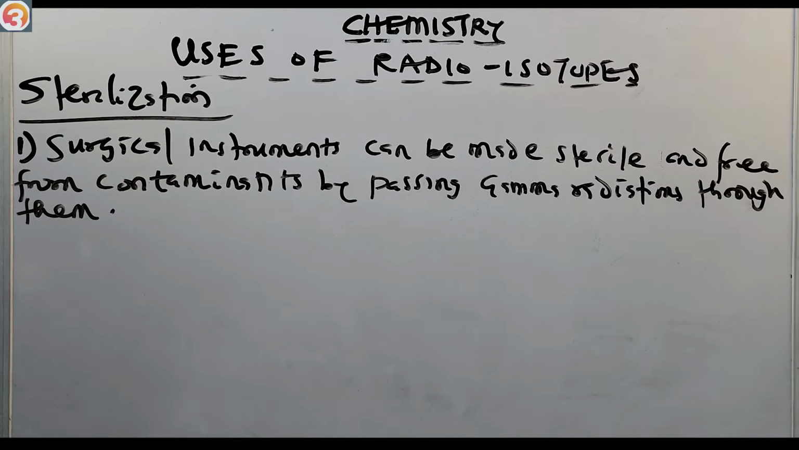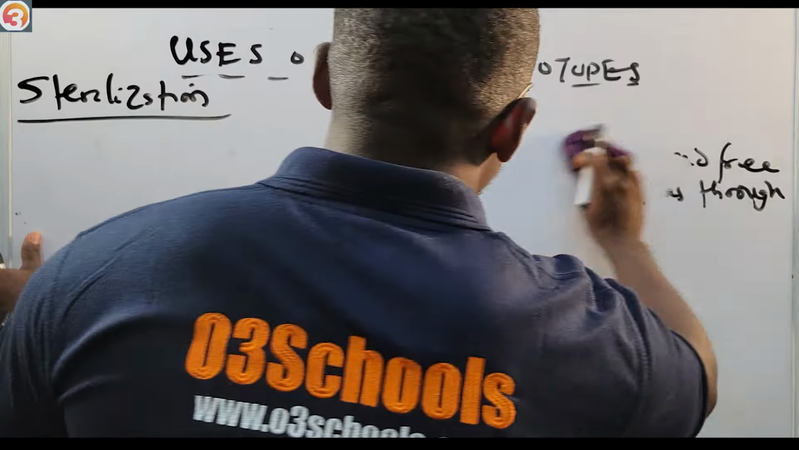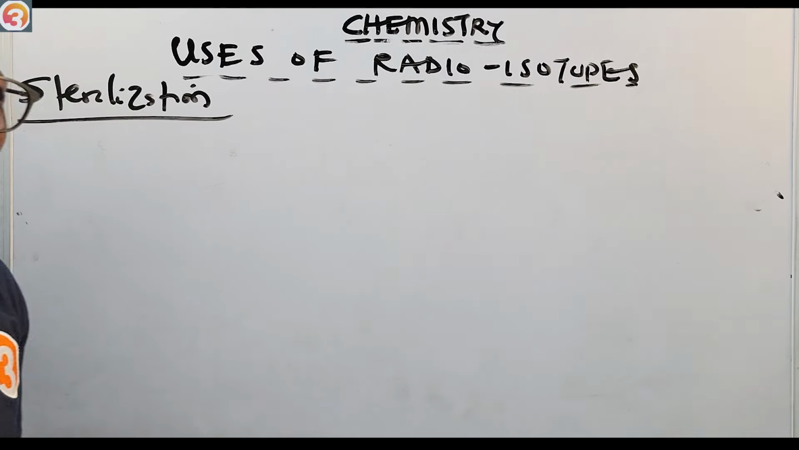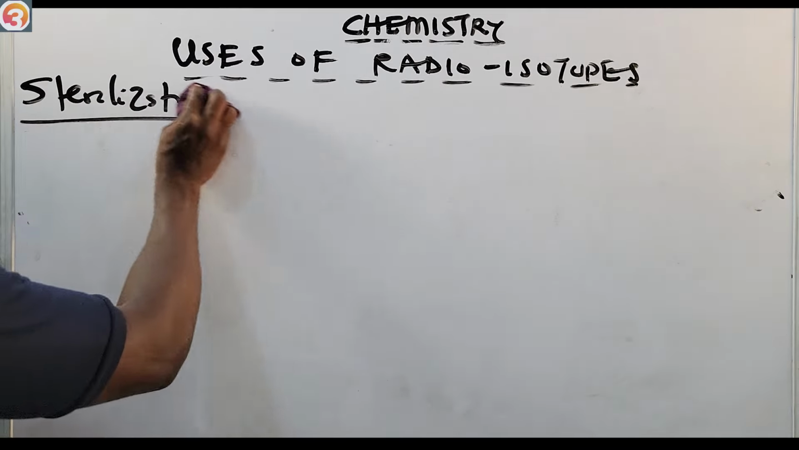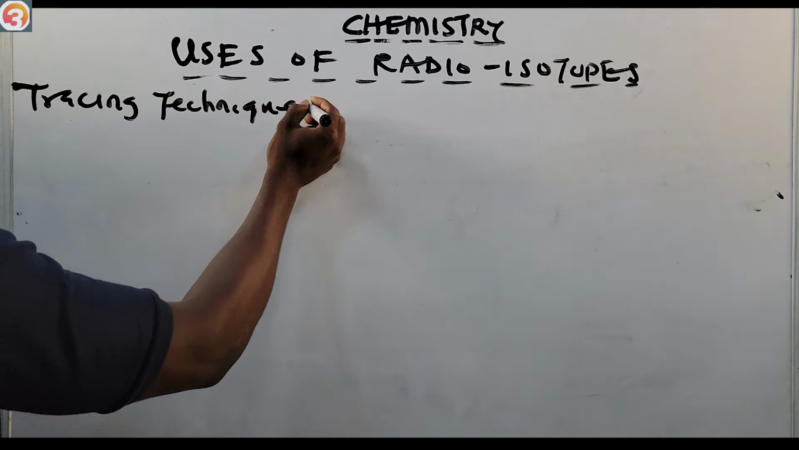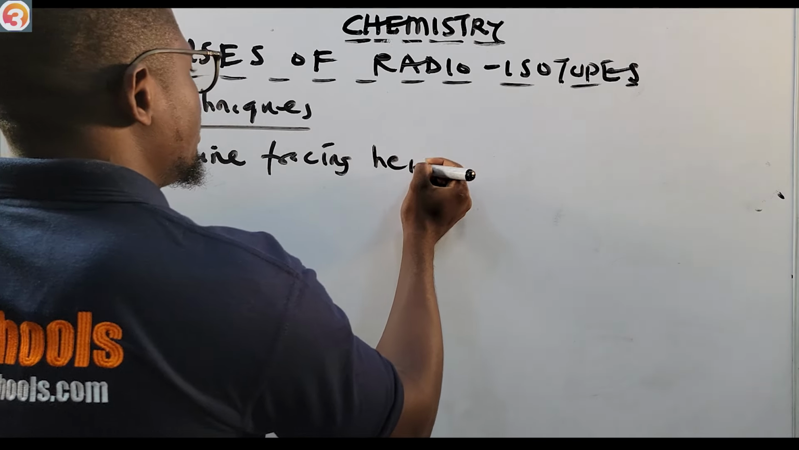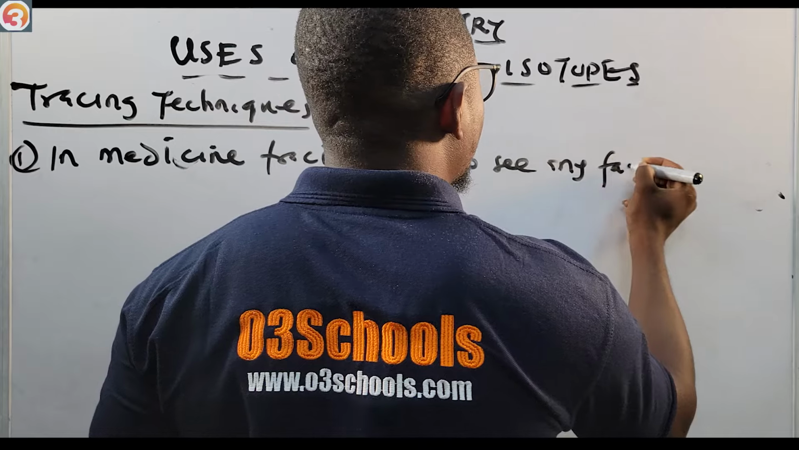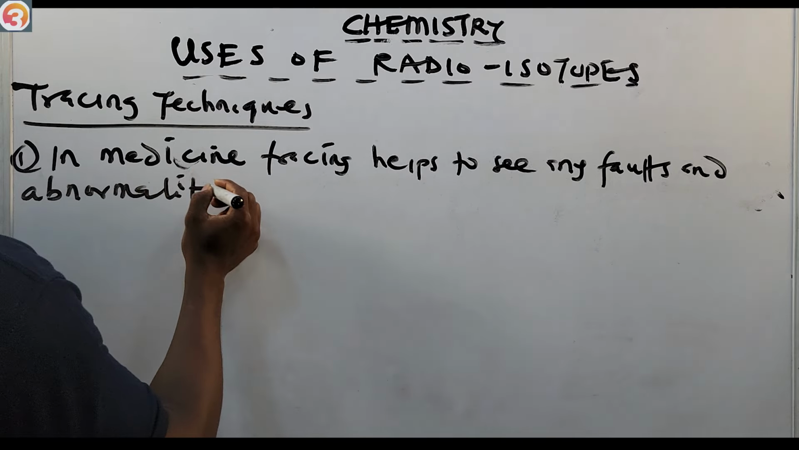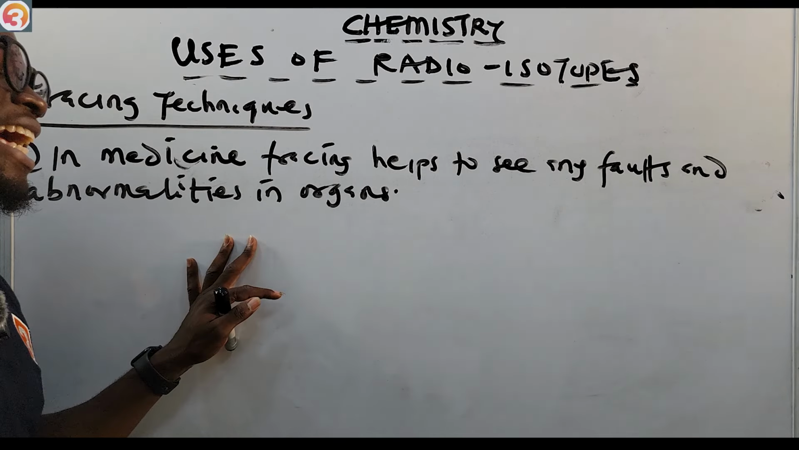Then, of course, we now have tracing techniques. In medicine, tracing helps to identify faults and abnormalities in organs. Let us see: tracing techniques. In medicine, tracing helps to see any faults and abnormalities in organs.